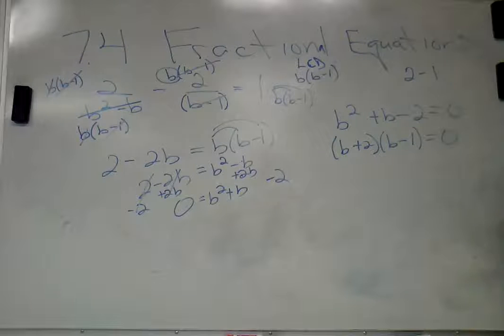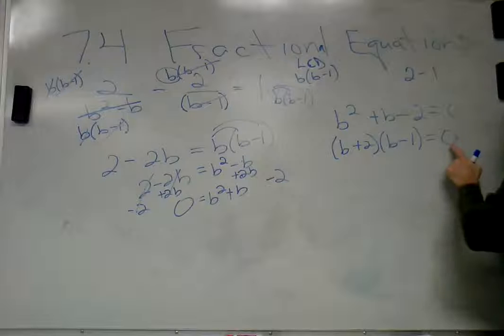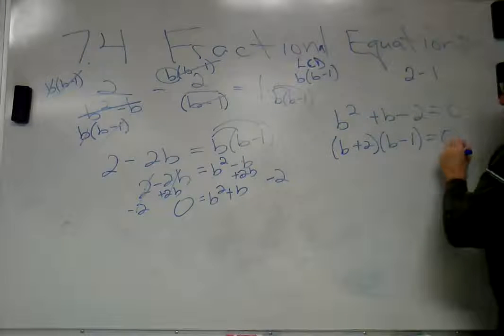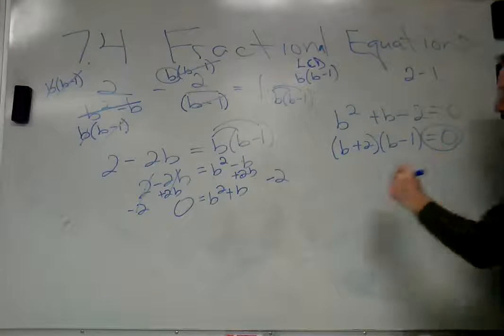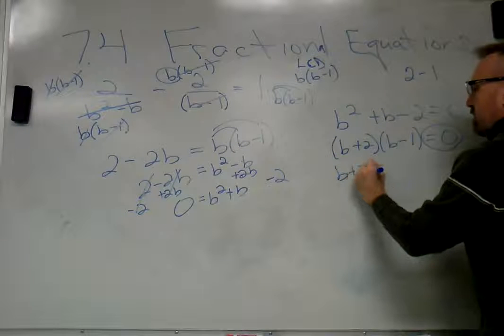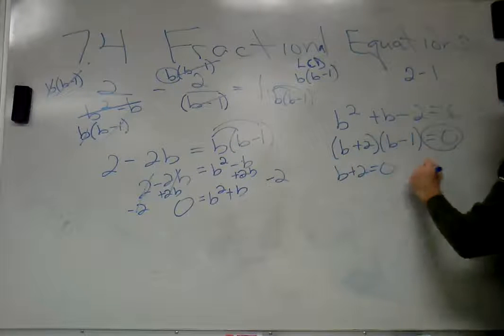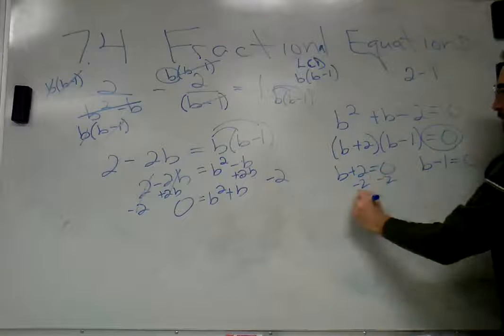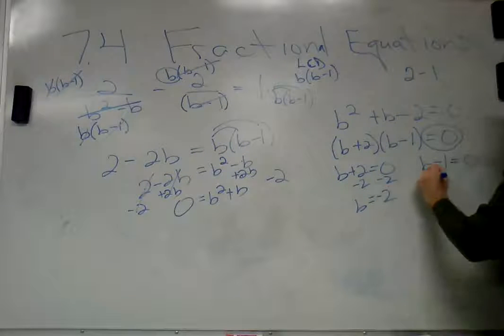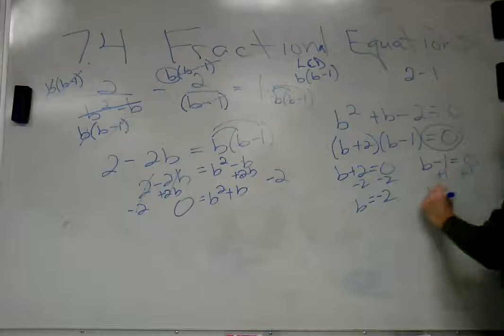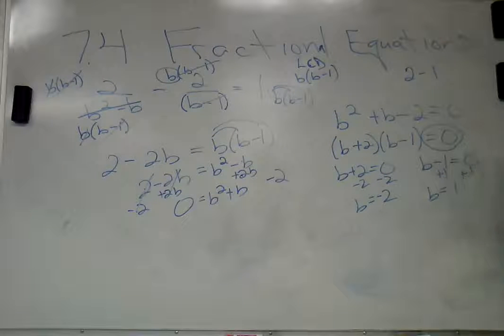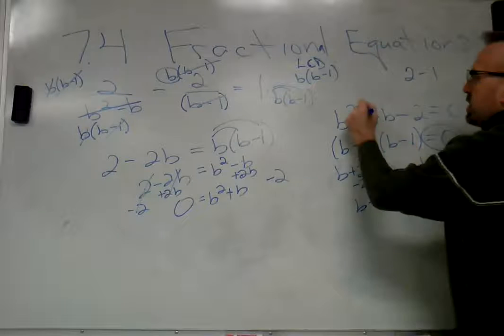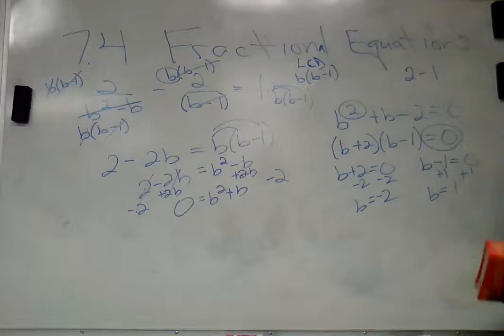Now how do we figure out what b equals? Remember, what do we do with each of these factors? Set them equal to 0. Very good. So b plus 2 equals 0. b minus 1 equals 0. b equals negative 2, or b equals 1. Okay, so in this case, this tells us again how many answers we should be able to get.